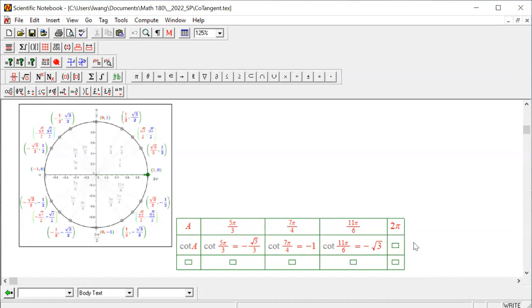Okay. And the cotangent of 2 pi. So we get to do 1 divided by 0 again, so this time it's undefined again. We have done the 4 quadrants, and we can certainly do the clockwise direction too, from quadrant 4, quadrant 3, quadrant 2, quadrant 1. We can go that way.